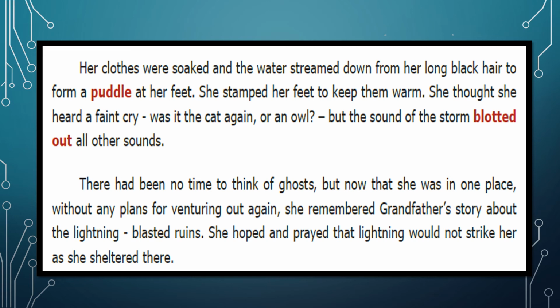In this para, the writer says Usha's clothes and long black hair were soaked with water. This shows that she was very scared and frightened. It looked as if it was a puddle at her feet. The sound of the tin sheets and the storm blotted out all other sounds. The lightning and thunder were frequent. Usha remembered Grandpa's story about the lightning killing the English family and prayed it would not strike her, as she was there for shelter.